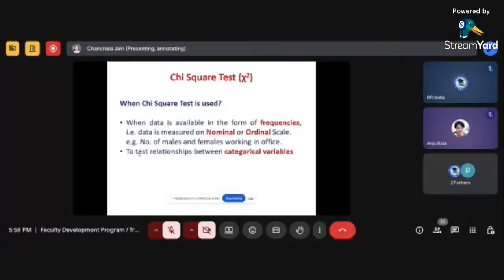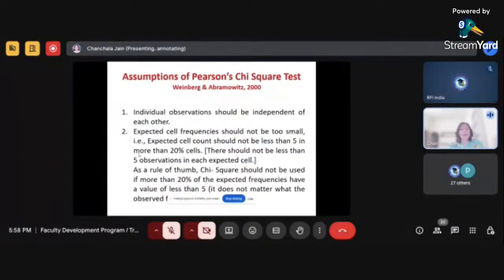Now, coming to, I think this is again a repetition. I forgot to delete this, but it's fine. When you talk about the chi-square test, you can have nominal or ordinal scale data. You will have frequencies. So when you want to find the relationship between two categorical variables, you go for the chi-square test of association. Now comes the important part, that is the assumptions of Pearson's chi-square test.